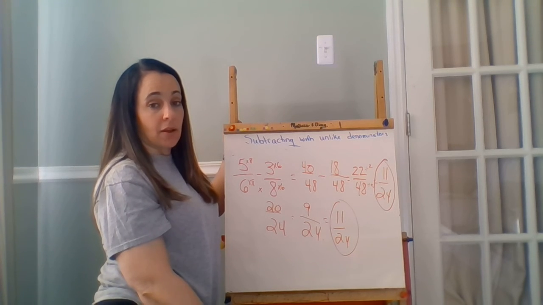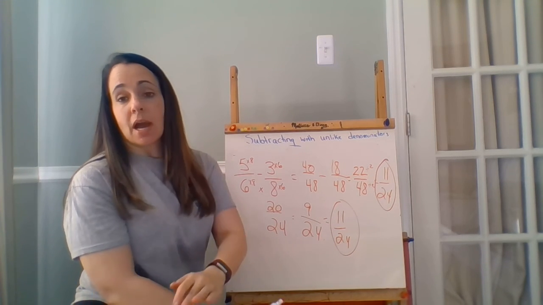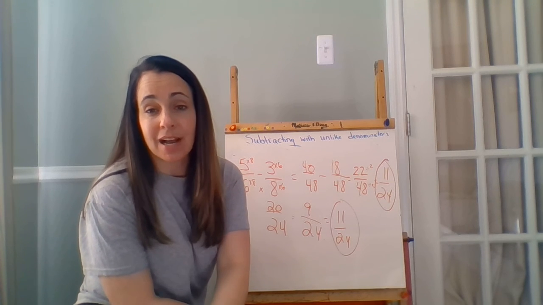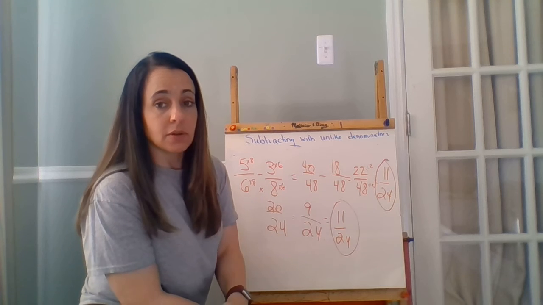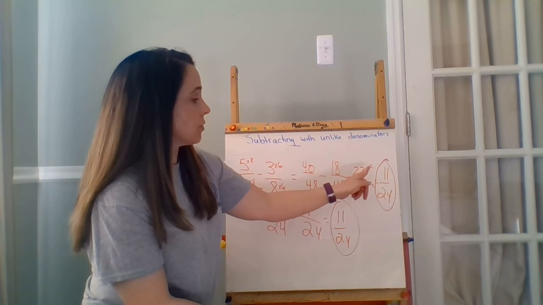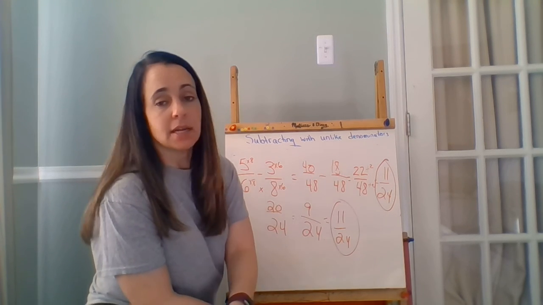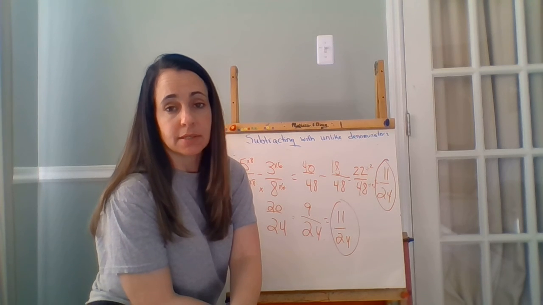You always have to remember to simplify your answer. So just a quick review. When you're adding and subtracting fractions, you must have a common denominator first. Change your numerators. Subtract your numerators across. Bring the denominator right over, and always look to see if you need to simplify.